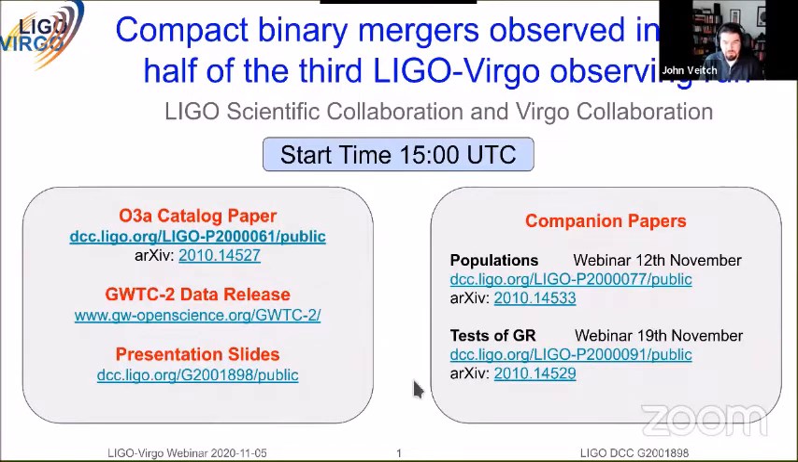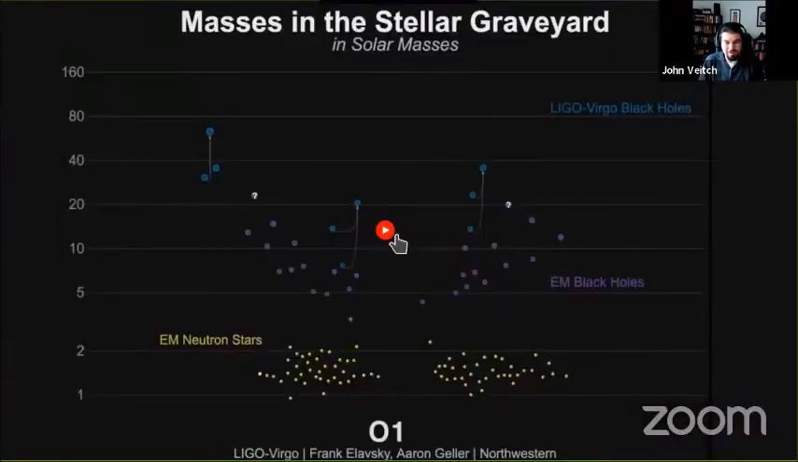But first of all, I'd like to give us an introduction to why we're giving this webinar today. That's because we've just finished the analysis of the first half of the third observing run of Advanced LIGO and Advanced Virgo. The reason that we're so excited about this could really be summed up in this very simple animation. If you look here, there is a diagram of all the neutron stars and black holes that we know about in our galaxy, superimposed with those that LIGO and Virgo detected during the first observing run.